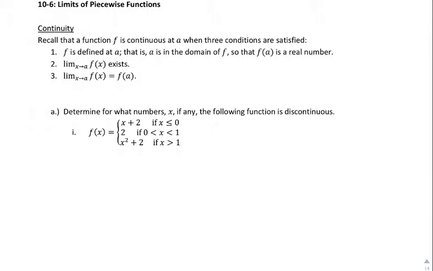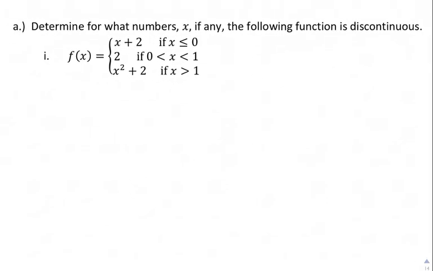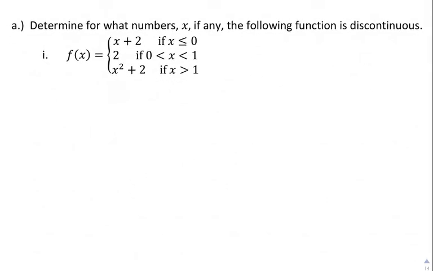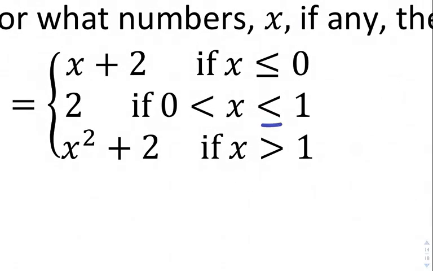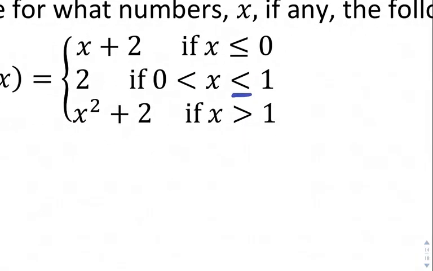So if it's a piecewise function, we're going to see where we see less than or greater than, and those are going to be my problem areas. If it was a fraction, I would look at the denominator, and the vertical asymptote would be my problem area. So starting with A, it says determine for what numbers x, if any, the following function is discontinuous. So this should have an equal under it, but like I said, you're going to look for any value that is just less than or greater than.